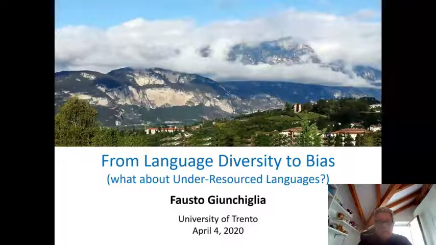This is a presentation whose title is From Language Diversity to Bias. And while the main scientific problem of this talk has general application, I will focus on a specific subproblem, which is how these issues apply to under-resourced languages, namely those languages which are spoken by the majority of the population, the majority of states worldwide, and which are different from the countries and people who have enough resources to live well and develop research innovation more easily.